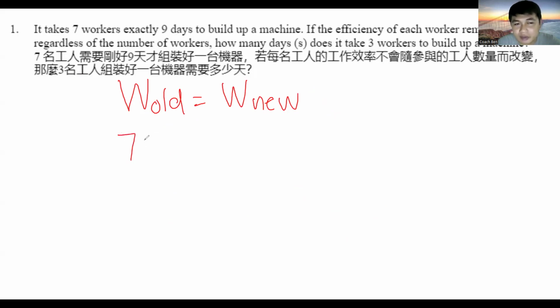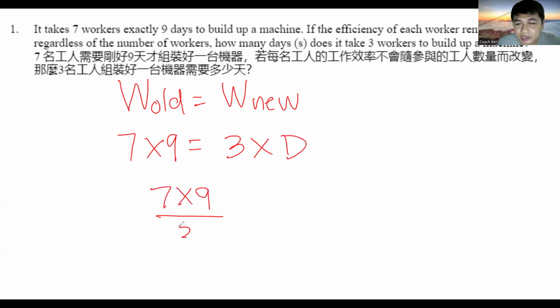So all we have to do is 7 times 9 is equal to... if there are extra tasks like 7 workers, 9 days to build 2 machines, then you can apply that one. But in the context of this problem, we can just use this one. 7 times 9 is equal to 3 times days. So 7 times 9 over 3 is equal to days.